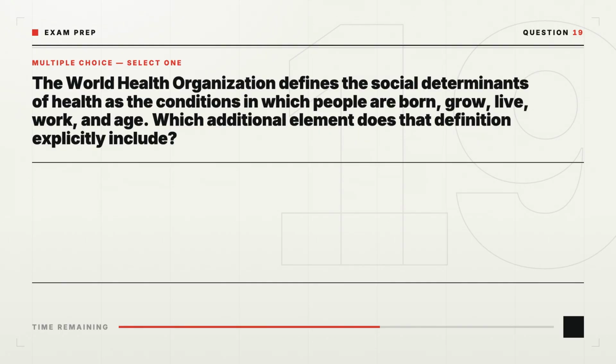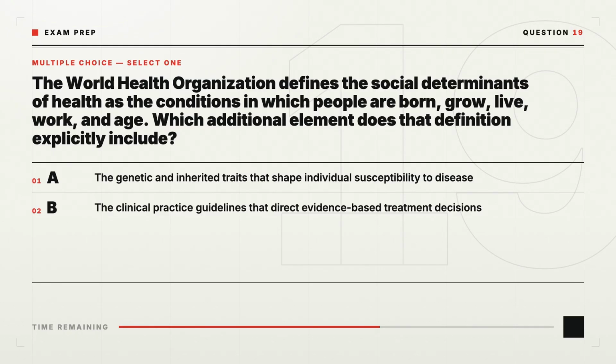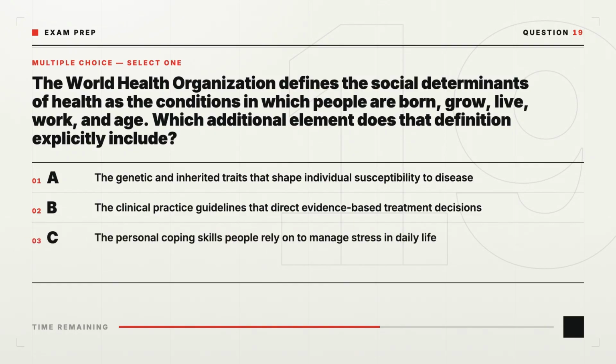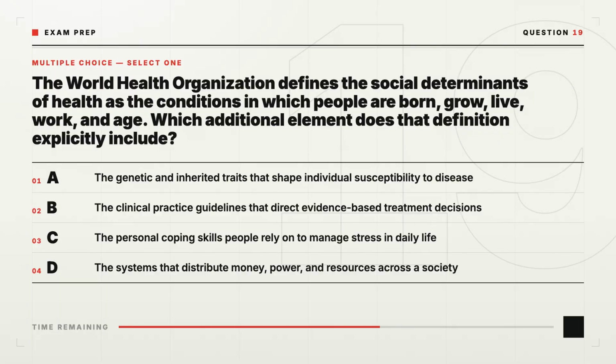Your options are A. The genetic and inherited traits that shape individual susceptibility to disease. B. The clinical practice guidelines that direct evidence-based treatment decisions. C. The personal coping skills people rely on to manage stress in daily life. D. The systems that distribute money, power, and resources across a society. Before I reveal it, which one do you think is right?